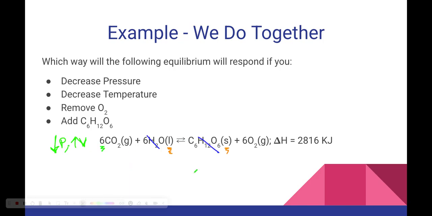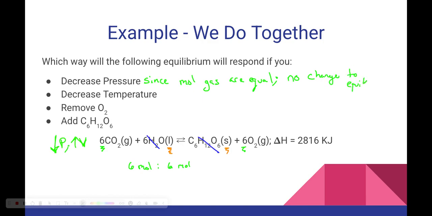Well, I have 6 moles of a gas here, and I have 6 moles of a gas on the product side. So we've got 6 moles of a gas as a reactant to 6 moles of a gas as a product. You'll notice that the moles are equal. So since the moles are equal, there is no change, right? Since the moles of gas are equal, no change to the equilibrium, okay? There is no change to the equilibrium there, guys.